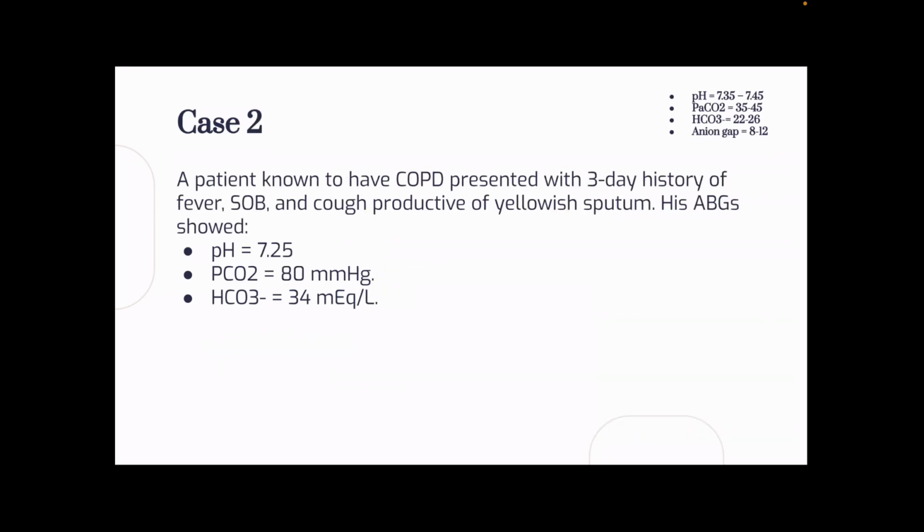A patient known to have COPD presented with a 3-day history of fever, shortness of breath, and cough productive of yellowish sputum. So you already know this is respiratory. pH is 7.2. This is acidosis. This is low. And CO2 is 80. This is really high.